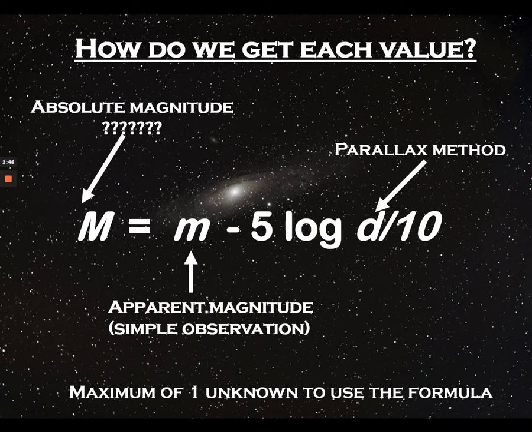And distance, we could use the parallax method to figure out the distance. So once we know the distance and we know the apparent magnitude, we can figure out the absolute magnitude of a star. But the parallax method only works for close-up stars.